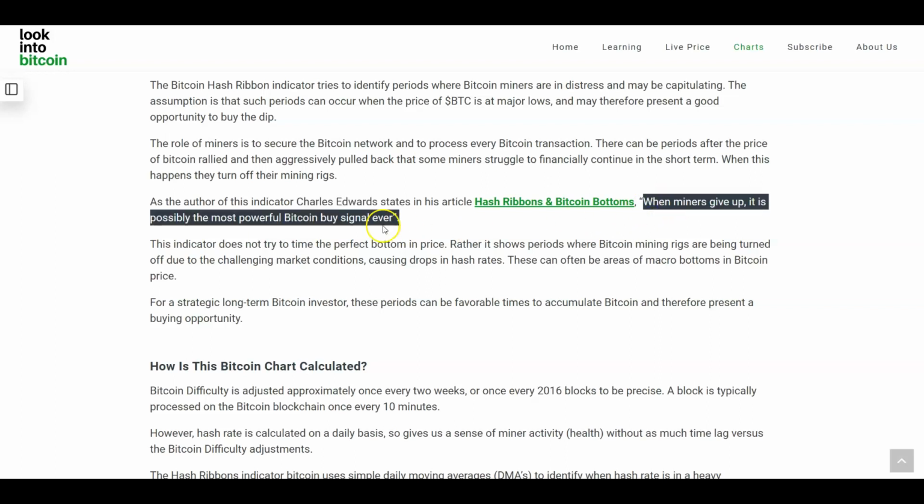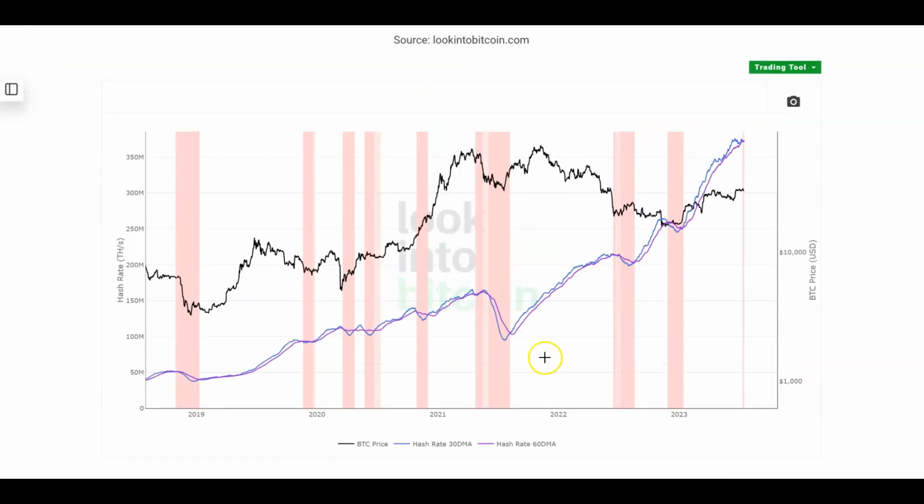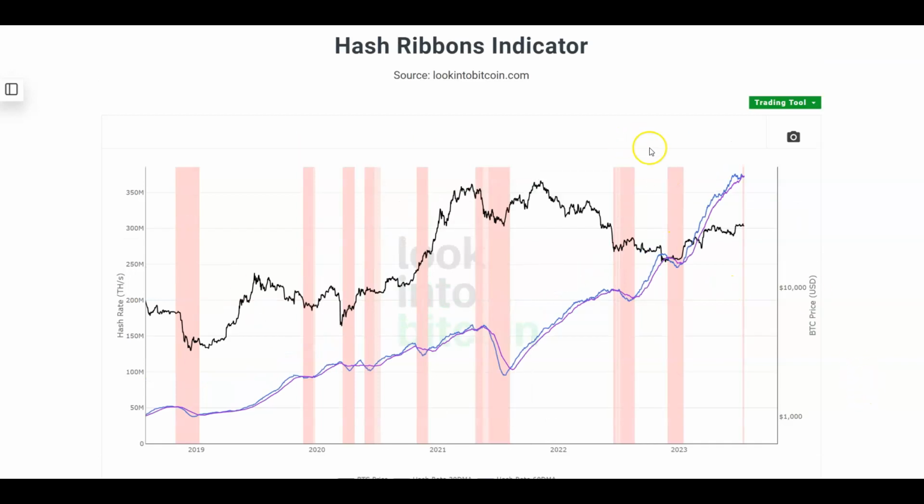When miners give up, it's possibly the most powerful Bitcoin buy signal ever. Certainly was the case in 2022, right? In early 2023. So this is another good one to look at occasionally if you're trying to figure out capitulation type behavior in the market.